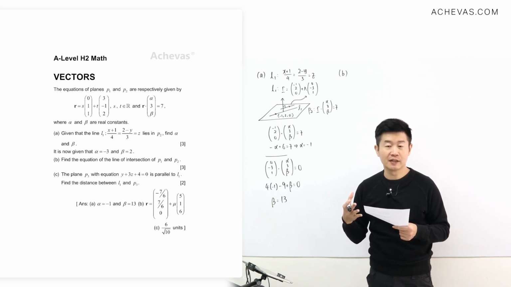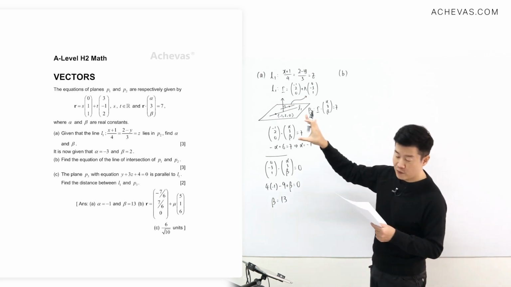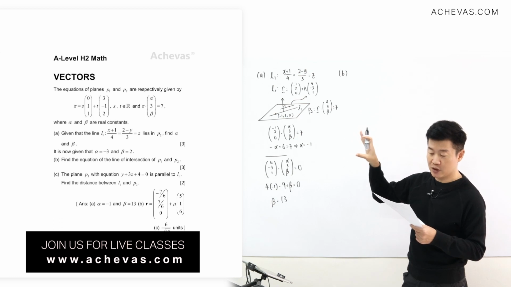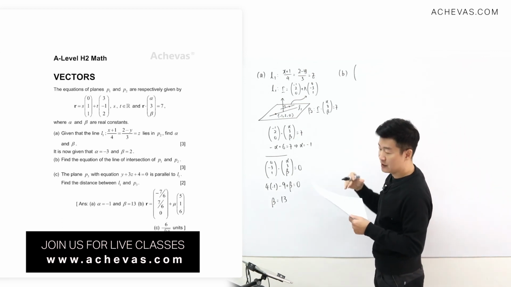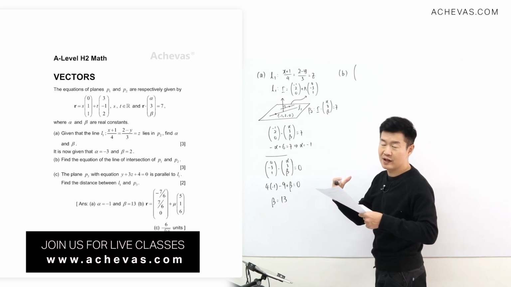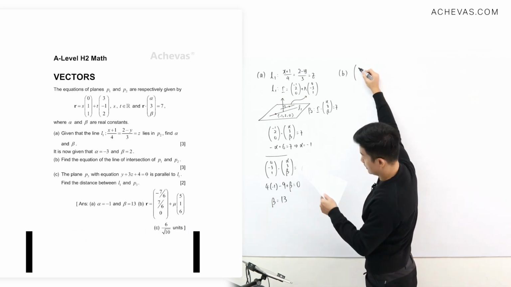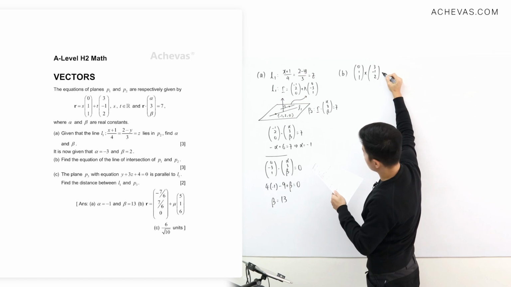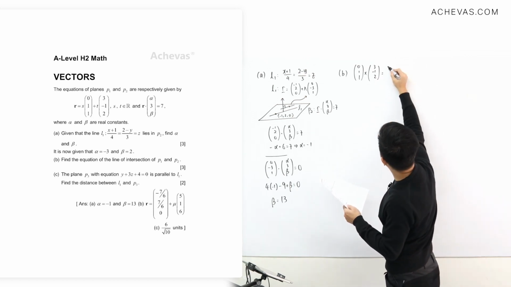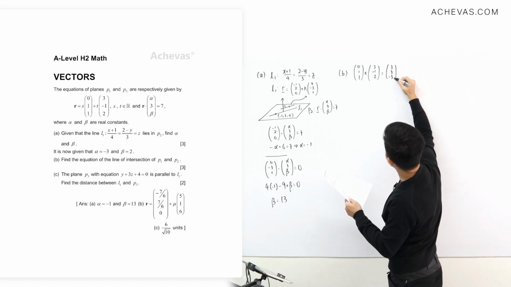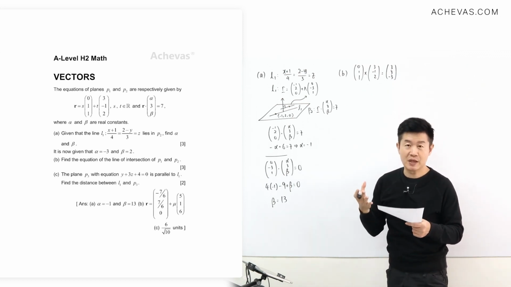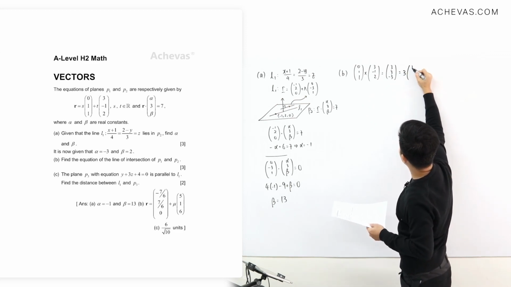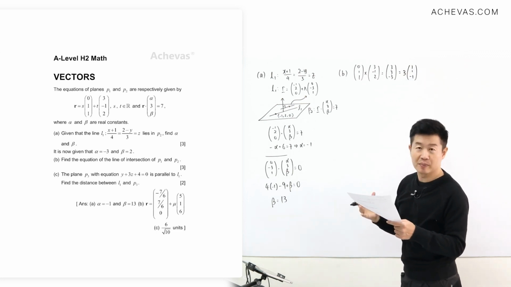So let's first try to find the normal to P1. We know that from the vector equation, P1 is parallel to (0, 1, 1) and (3, −1, 2). So I'm going to cross them, taking the two vectors that are parallel to the plane. Crossing them will give us a vector that is perpendicular to the plane. So I'm going to take (0, 1, 1) cross (3, −1, 2), and this will give me (3, 3, −3). So this is going to be a vector that is perpendicular to P1. And I'm going to use a simpler form since the direction is the one that I need. So I'm going to use (1, 1, −1) as the normal to the plane P1.